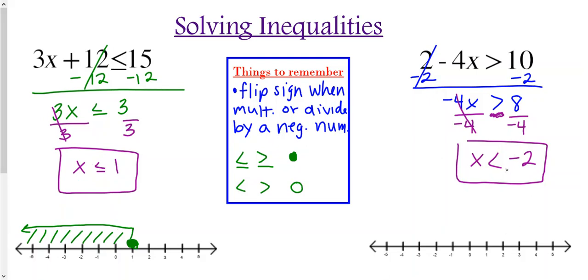Now let's do it again on the second one. So I have x is less than -2. So I'm going to go to -2. I'm going to do an open circle. And I want to shade where everything is smaller, where it's less than -2. Is 0 smaller than -2? No. So I'm going to shade away from the 0.